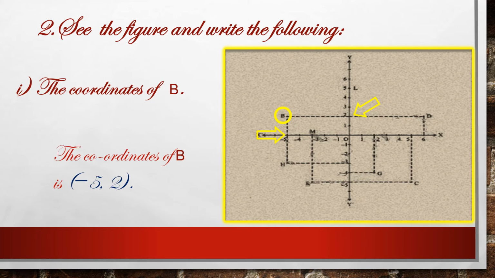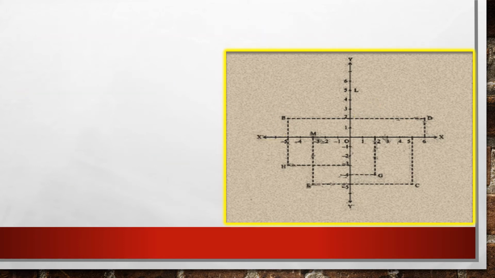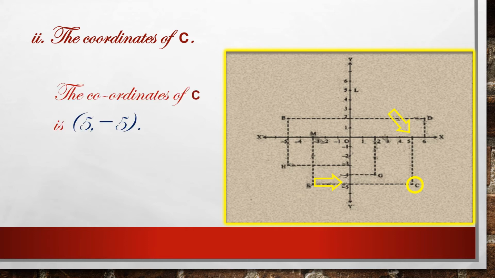Let's go to the next question. The coordinates of C. Here is C. First we look at the x-axis, where the line meets at 5. Then on the y-axis, the line meets at -5. So the coordinates are 5, -5.